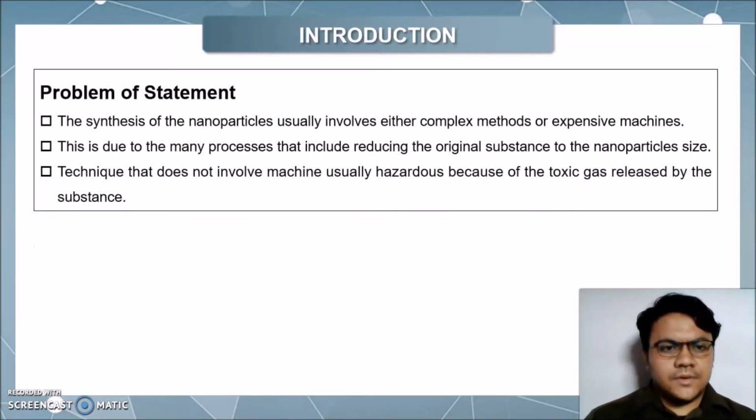For the problem statement, the synthesis of nanoparticles usually involves either complex methods or expensive machines. This is due to many processes that include reducing the original substance, while techniques that do not involve machines are usually hazardous because of the toxic gas released by the acrylic acid.